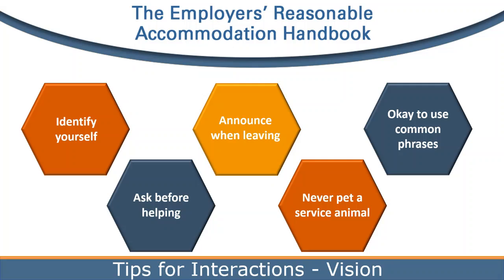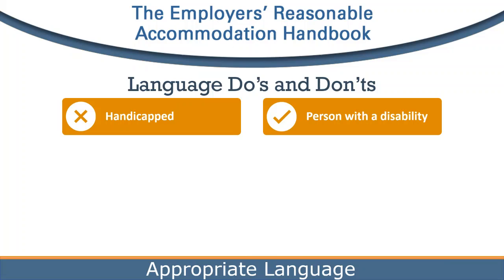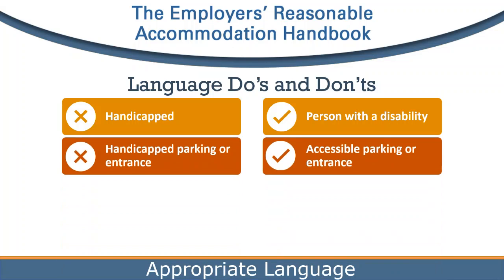Julie, as we know, language can evolve over time. Can you share some terms that are no longer preferred and then their preferred alternatives? Yes, of course. Instead of saying handicapped, it's preferred to say person with a disability. And referring to a feature in the environment, instead of saying handicapped, say accessible, like accessible parking or accessible entrance.